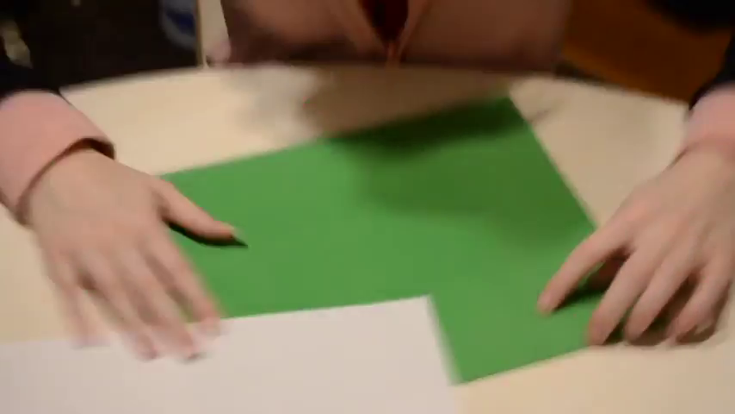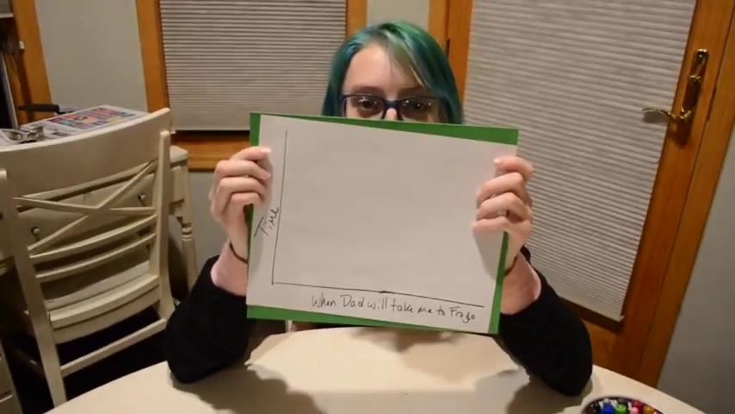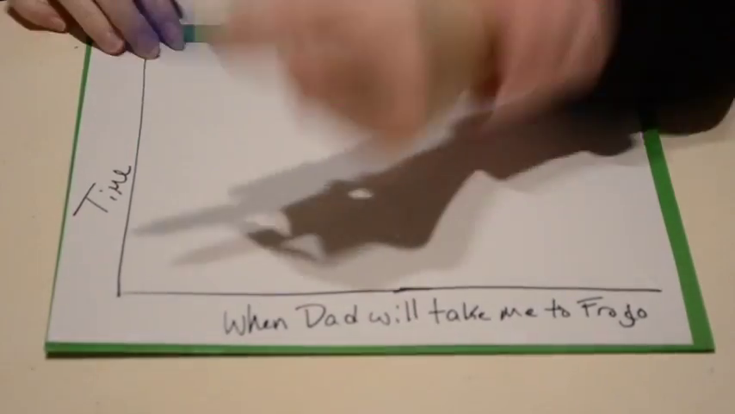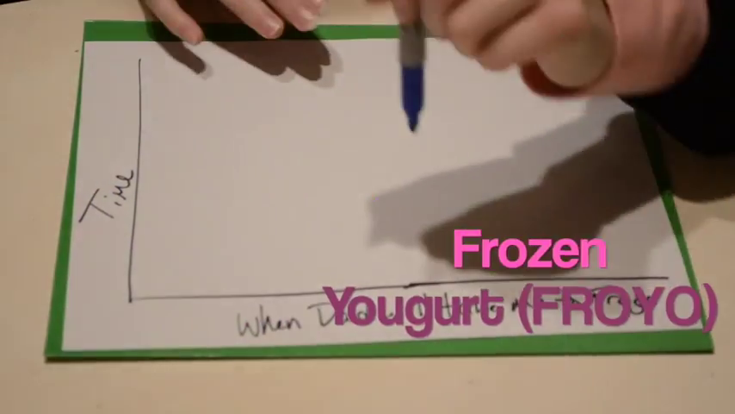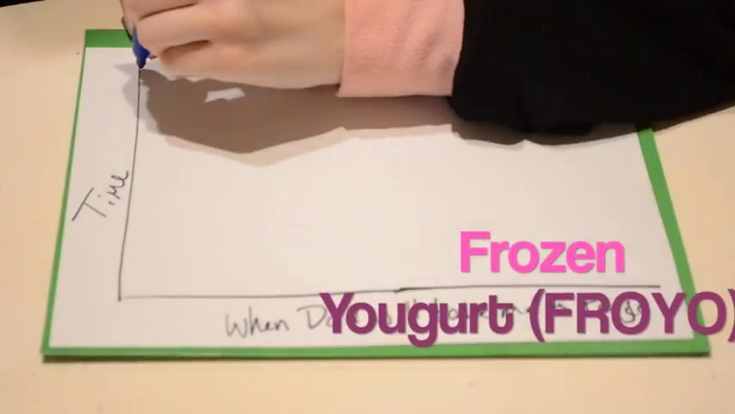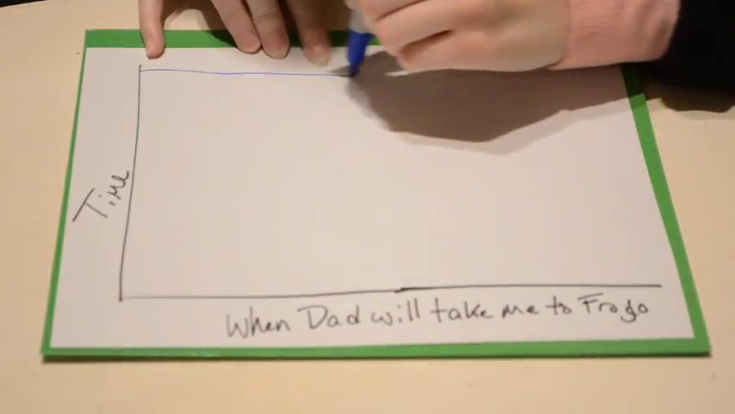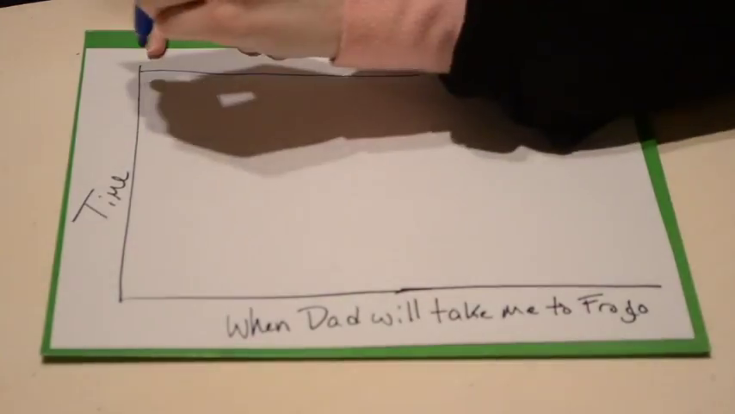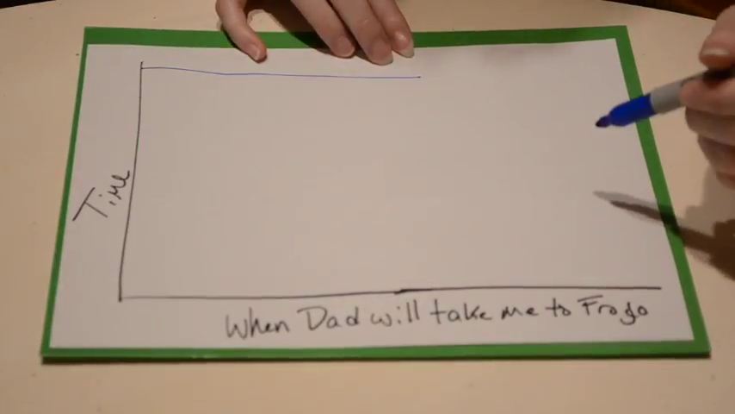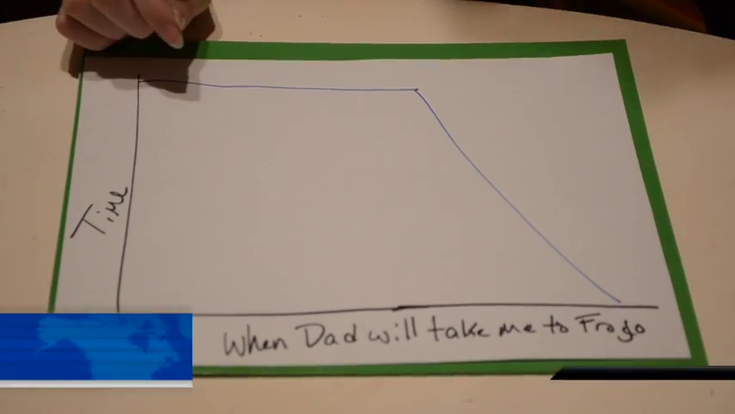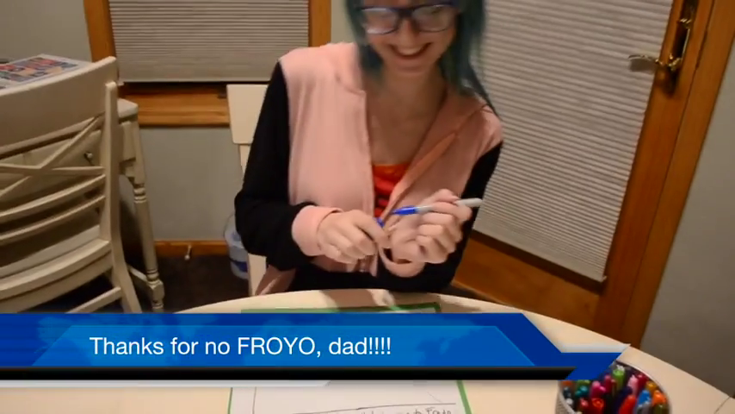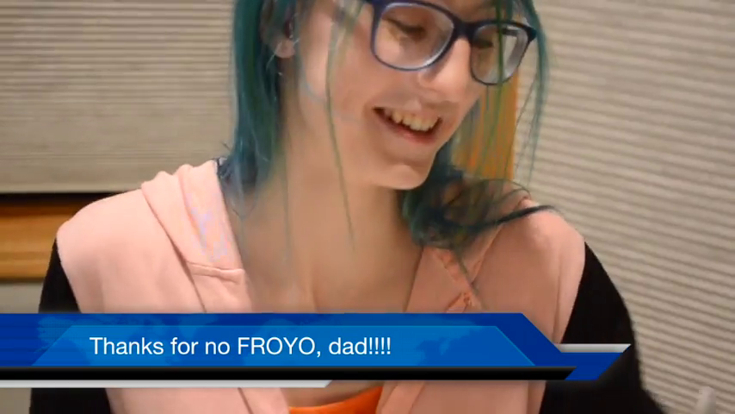Bye. Oh, the glasses. Okay. Yeah. So, these are the times when I actually want froyo, and this is when Dad will actually take me to froyo. So the times I want froyo is like all the way up here, which is mostly all the time. And it goes downhill from there. Like, it doesn't take me ever. It's on my graph.